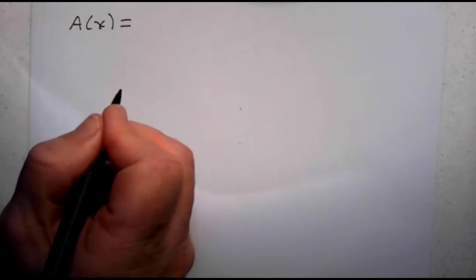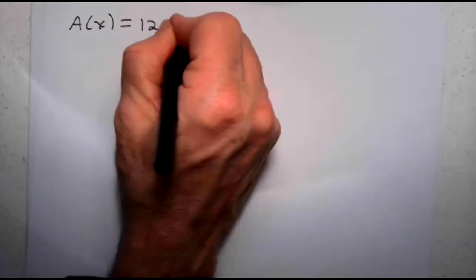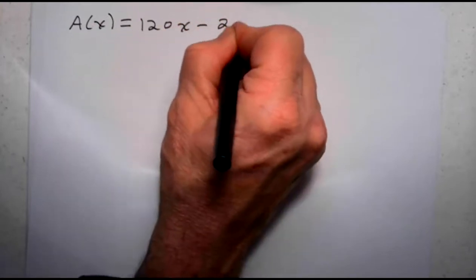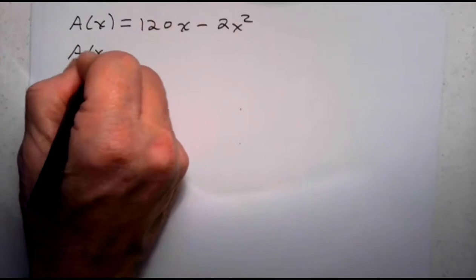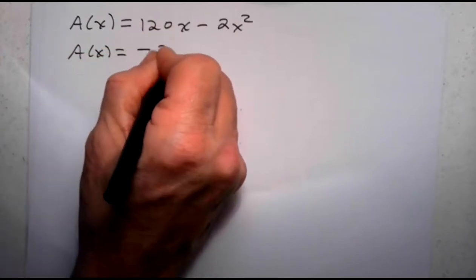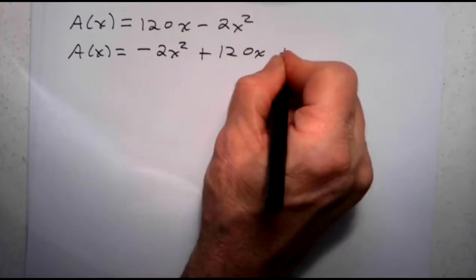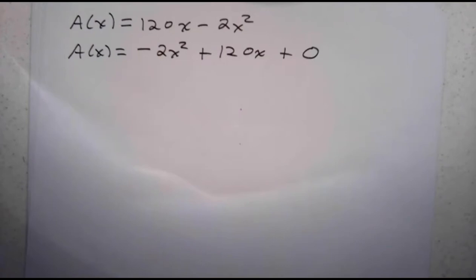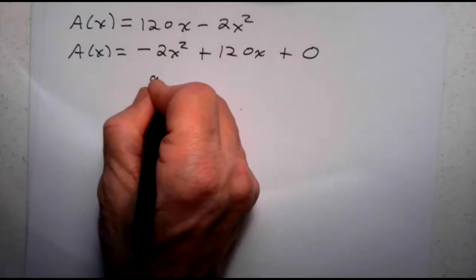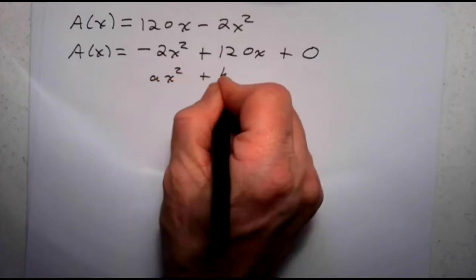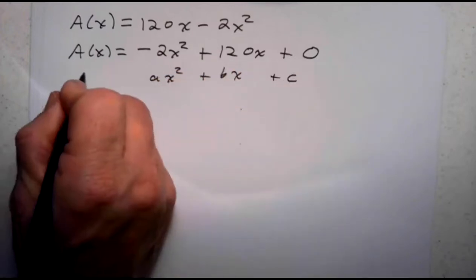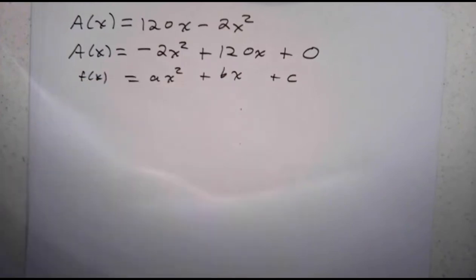So we have A of x is 120x minus 2x squared. I'm going to rewrite that as A of x is negative 2x squared plus 120x plus 0. This is in the general form of a quadratic equation. So ax squared plus bx plus c is our function. I'm just going to call it f of x. Give it a generic name here.